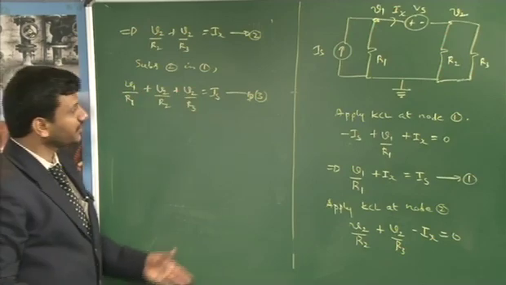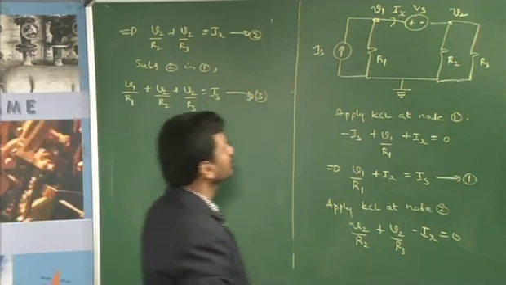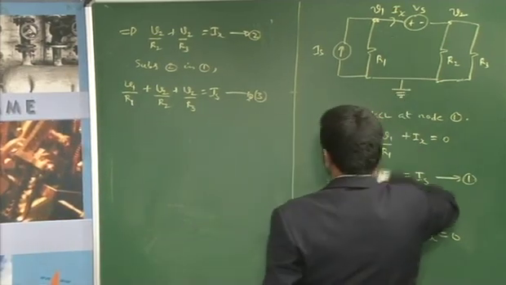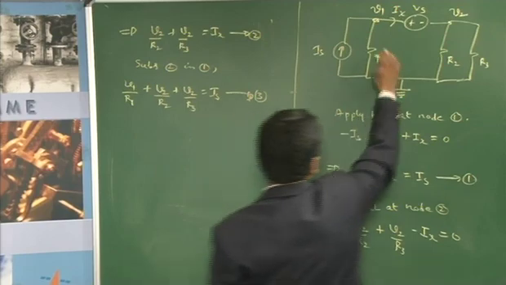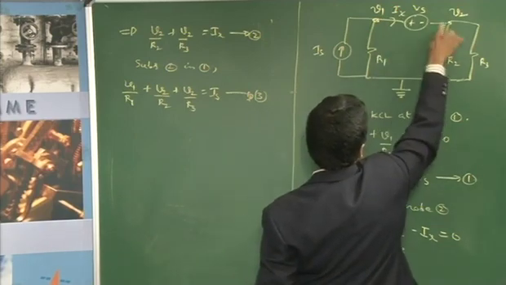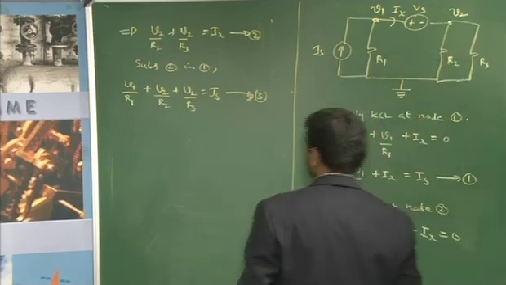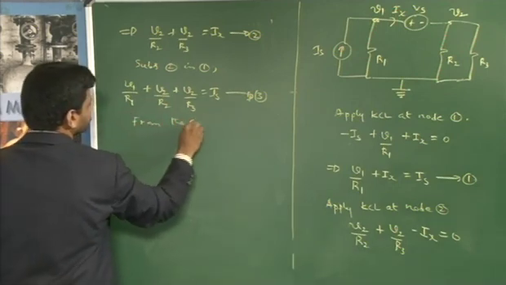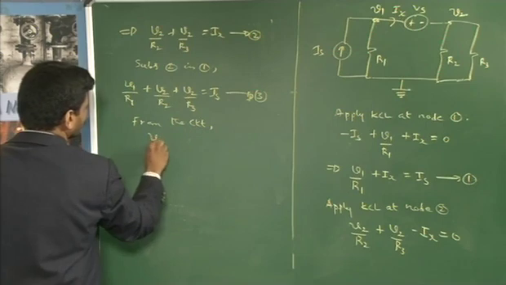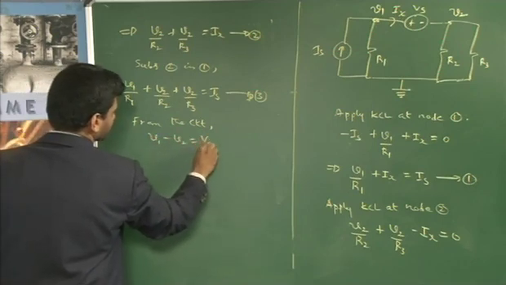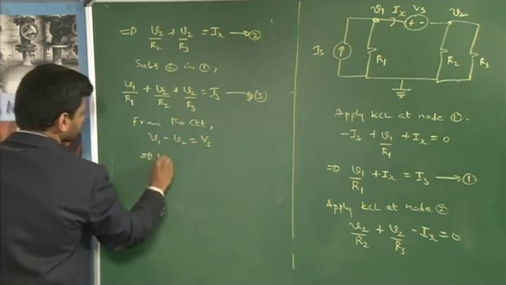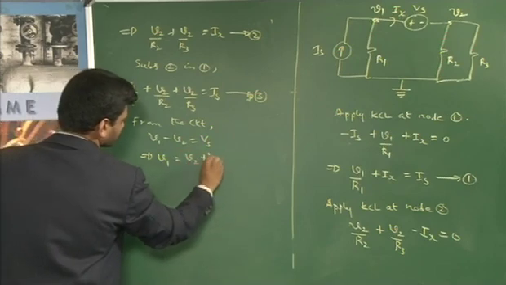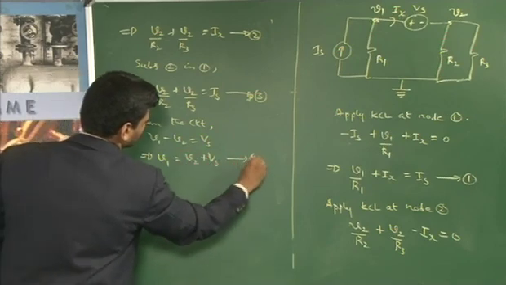So, we need to find the other equation, which is very much evident from the circuit. What we observe here is that the potential difference between these two is Vs, with this as reference. So, from the circuit, V1 minus V2 is equal to Vs. Now, you can write this as V1 is equal to V2 plus Vs. Call this equation 4.